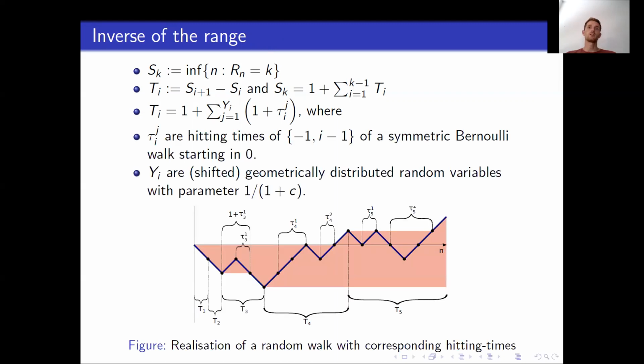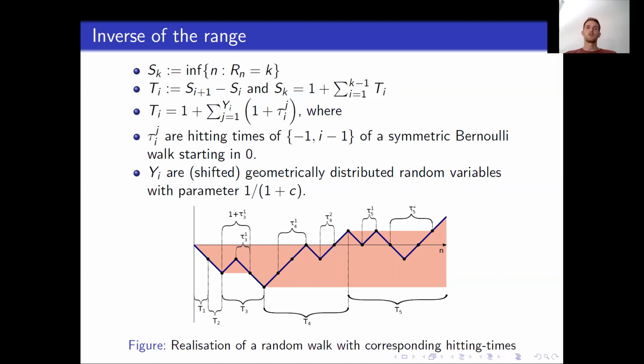I will explain this formula using this figure down here. So for example, take a look at this spot here. The range right now is 3. And how long does it take to increase the range by 1? Well, it could happen in the next step. But if not, it moves inside this red area again. And inside the red area, this random walk just behaves like a symmetric Bernoulli walk. So we have to wait until the symmetric Bernoulli walk hits the edge of this red area again. And then we again have the chance to move out. If we move in, we wait again until we hit the edge. And then finally we move out.